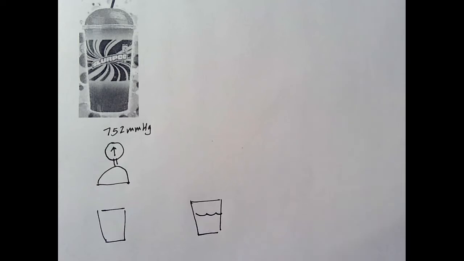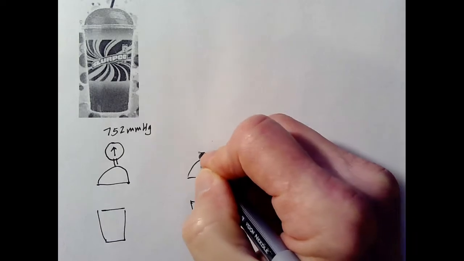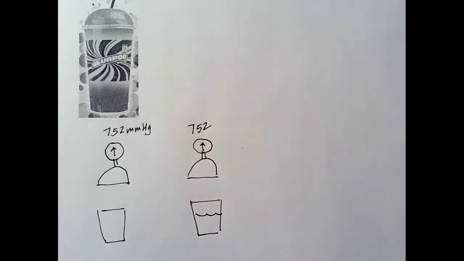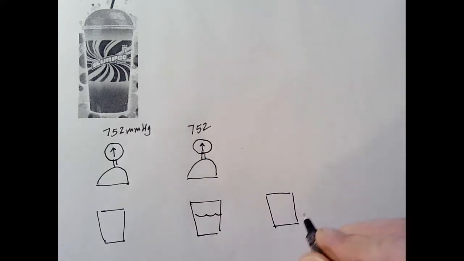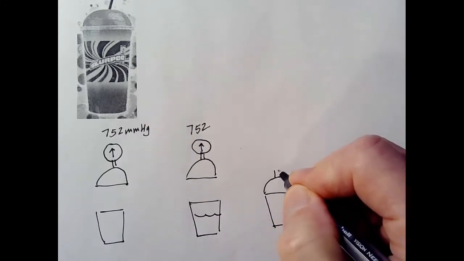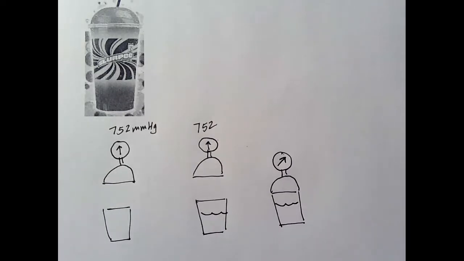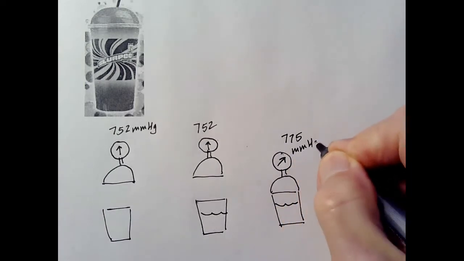Now the second thing I'm going to do then is I'm going to take that Slurpee cup and I'm going to pour some water into it. I've got my cup right here, my pressure gauge, 752. Then what I'm going to do is quickly just put the lid on. There's my pressure gauge. Now, I'm not going to squeeze the cup. I'm not going to heat the cup up. All I'm going to do is pour the water in and then quickly put the lid on it. And it goes to 775 millimeters of mercury.